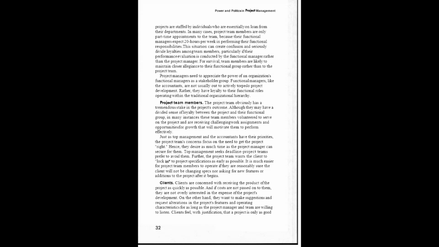This situation can create confusion and seriously divide loyalties among team members, particularly if their performance evaluation is conducted by the functional manager rather than the project manager. For survival, team members are likely to maintain closer alliances to their functional group rather than to the project team. Project managers need to appreciate the power of an organization's functional manager as a stakeholder group. Functional managers, like the accountants, are not usually out to actively torpedo project development. Rather, they have loyalty to their own functional roles operating within the traditional organizational hierarchy.